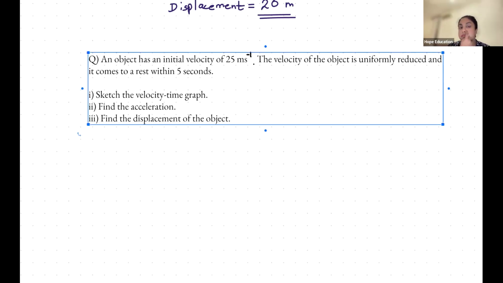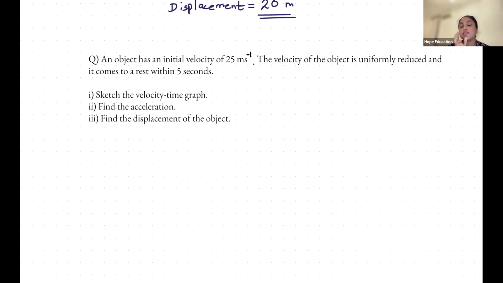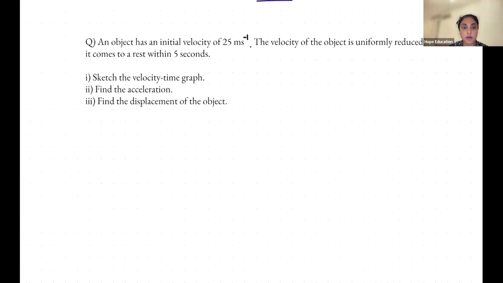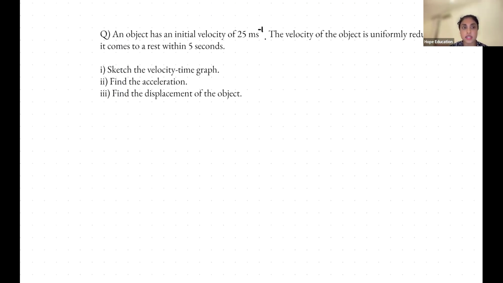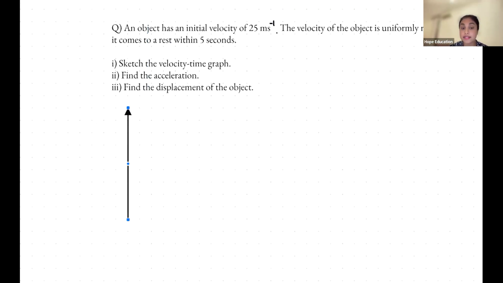An object has an initial velocity of 25 ms^-1. Then the velocity of the object is uniformly reduced and it comes to rest within 5 seconds. Sketch the velocity time graph. First, let's sketch the velocity time graph. We know the y-axis is the velocity and the x-axis is time.